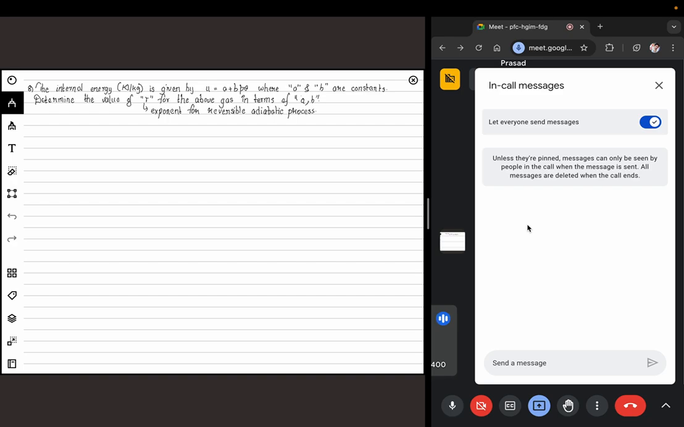Basically, if this particular gas is going through a reversible adiabatic process, which means you have PV to the power gamma equal to constant, and your internal energy is given by A plus B times PV, I need to determine the value of this gamma as a function of A, B. So how do I start with this kind of problem?